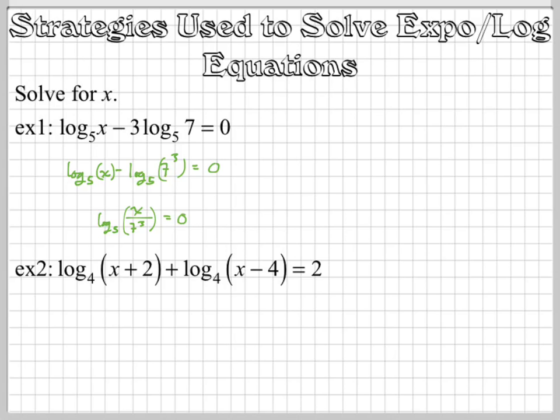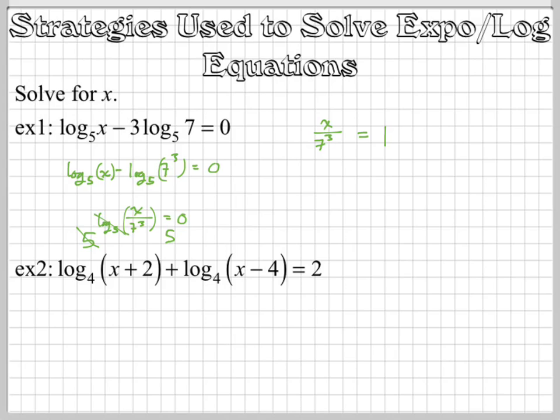How do I get rid of the log so that I can actually solve this? You can't divide by anything. What is the inverse of log base 5? It is raising it to the base 5. So we raise both sides to the base 5, and these will cancel out. What is 5 raised to the 0? It is 1. So we put 1 right there. Then we have x divided by 7 raised to the 3rd power.